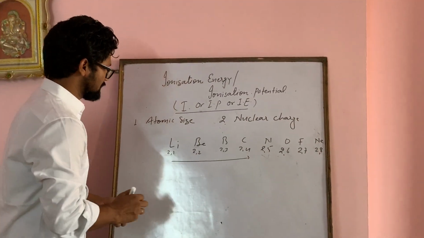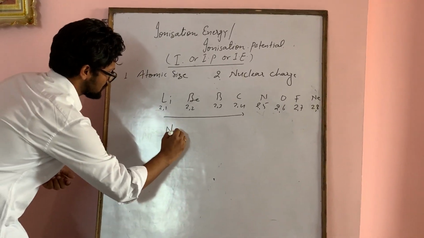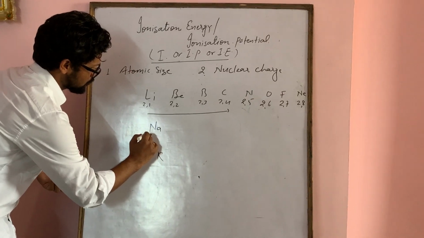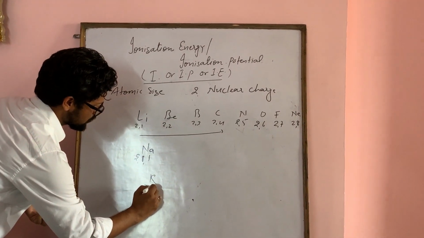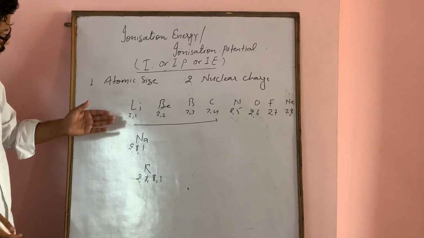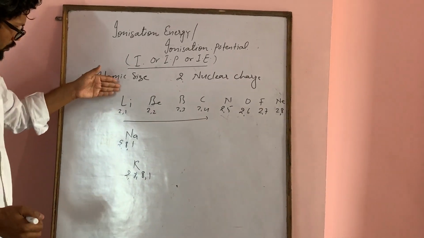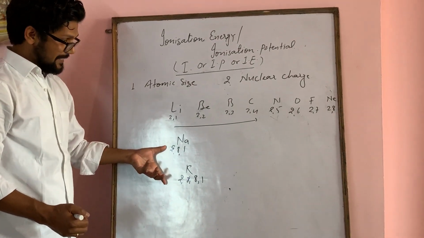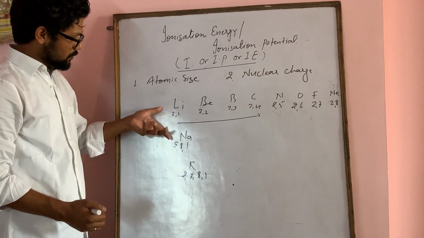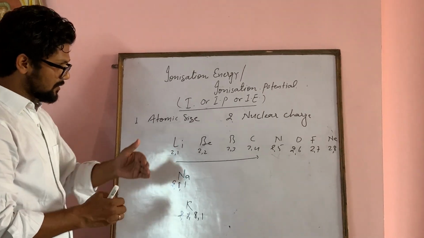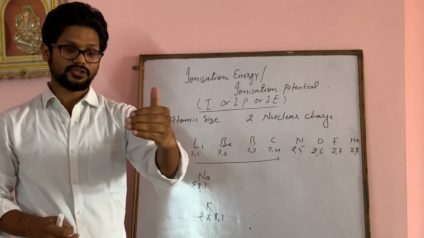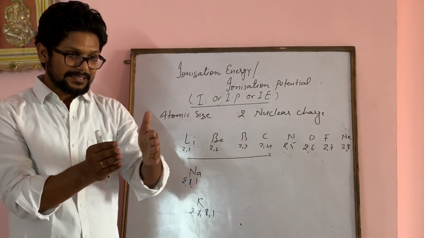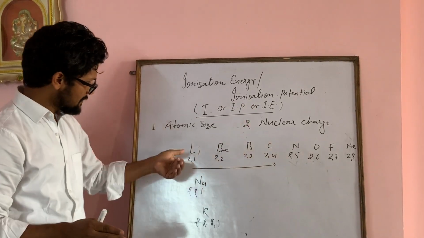Now we'll talk about a group. Take a group of elements, suppose lithium and potassium. I'm taking only 3. Their configurations are 2,1 and 2,8,1. Here it is 2,8,8,1. So as you saw, when we go top to bottom in a group, the number of shells increases. So as the number of shells increases, the attraction between the outermost electron and the nucleus will be less, because the distance is more. Distance is increasing.